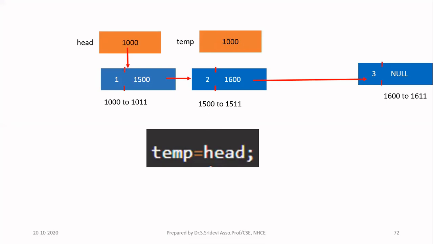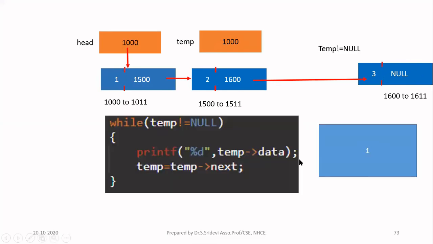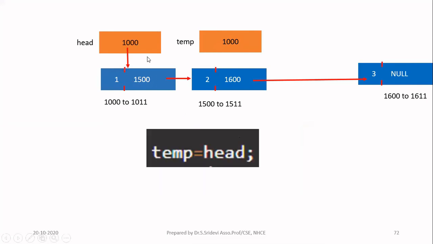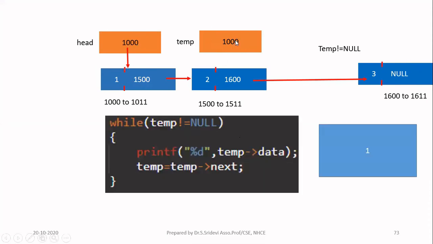Then what you have to do? You have to write a loop. Inside the loop, you search the nodes one by one and then display the value till you get this null. So for that, we are going to write now while temp is not equal to null. If you see now, when you start, temp is 1000, it is not null. So while temp is not equal to null, you are going to display what? This data.